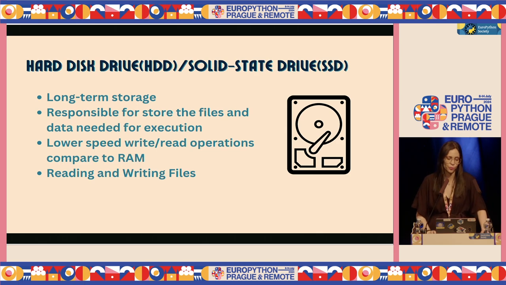Going over the first ones, HDD and SSD, they are long-term storage. Imagine you are running your Python program and you modify a file, and tomorrow you want this file to still be modified. You're definitely going to do this on this type of storage. They are lower in write and read speed, so they are much slower than RAM, and RAM is slower than cache, as we will see.